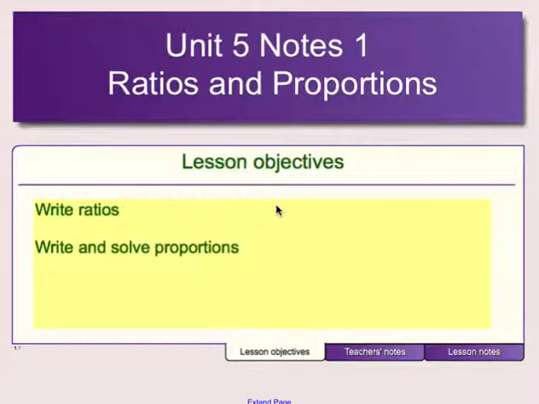This is Miss Humbert here, and we are going to take a look at Unit 5, Notes 1, talking about ratios and proportions. So our very first notes of Unit 5.